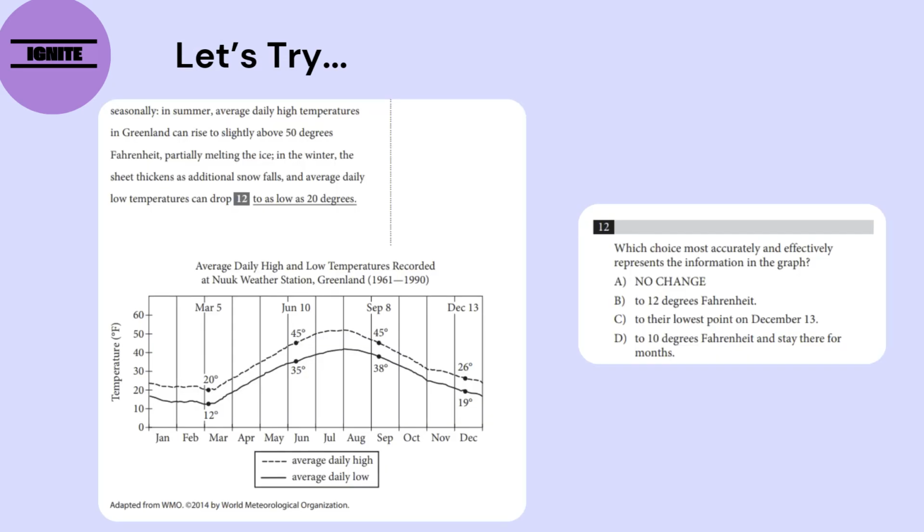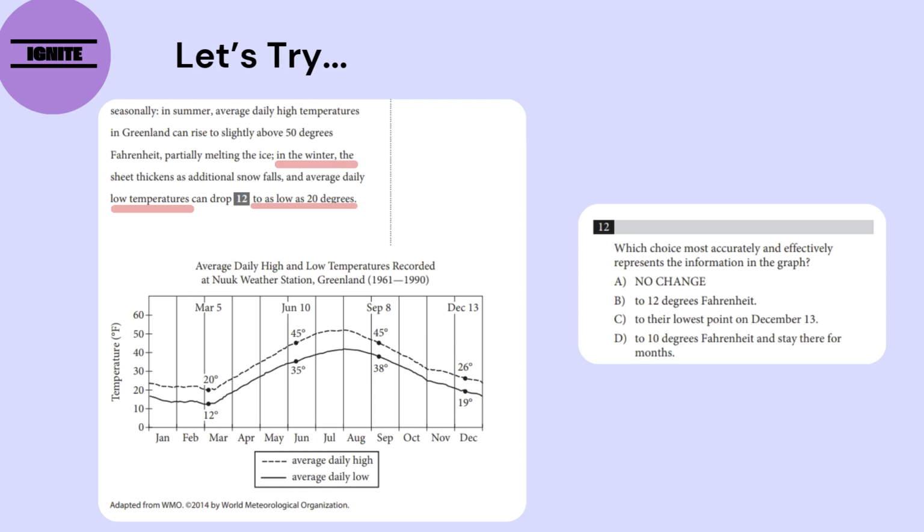Now, let's try answering one of these best sentences questions. Alright, here we have question 12. And this is asking, which choice most accurately and effectively represents the information in the graph? So let's look at some context of this question. In the summer, average daily high temperatures in Greenland can rise to slightly above 50 degrees Fahrenheit, partially melting the ice. In the winter, the sheet thickens as additional snow falls, and average daily low temperatures can drop to as low as 20 degrees. So this is asking us to look at the average daily low temperatures.